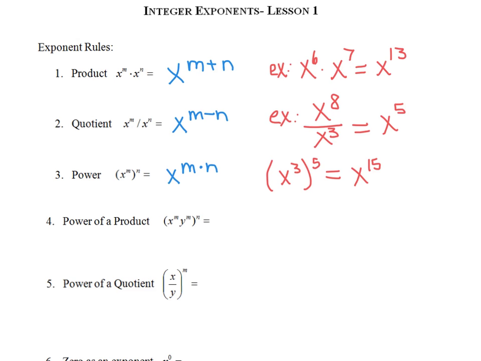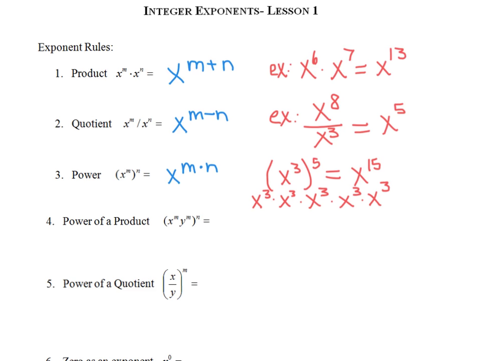Another way of thinking of that is x to the 3rd multiplied by itself 5 times. So x to the 3rd times x to the 3rd times x to the 3rd times x to the 3rd times x to the 3rd. So this is really just an application of the product rule, because when I am multiplying, I add these exponents together, and 3 added together 5 times merely gives me 15.